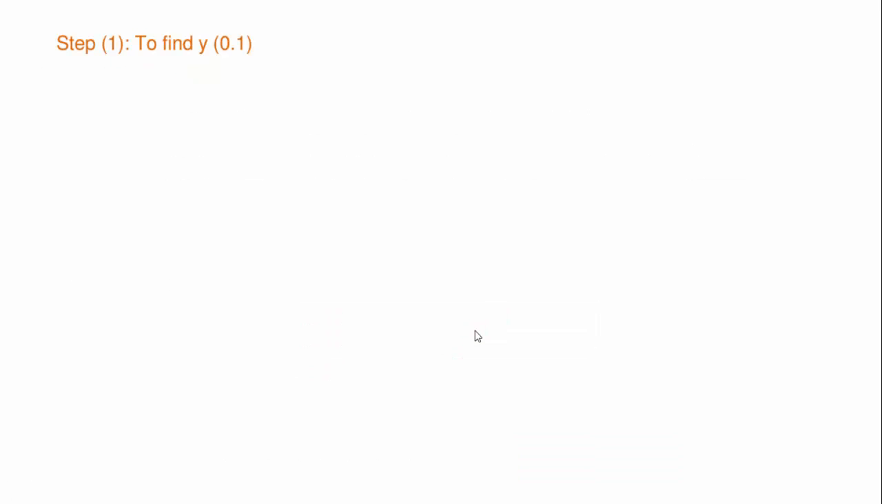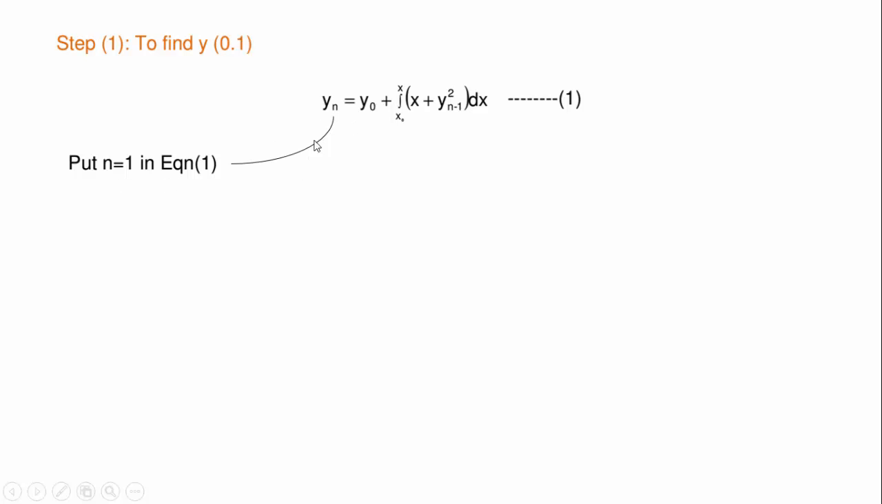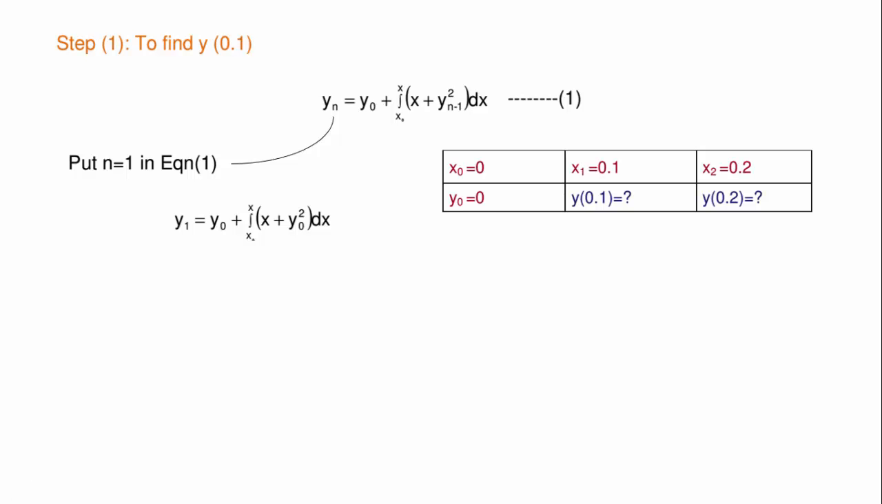Step 1 in finding y1 will be to put n in equation 1, which is given here, the Picard's iterative method formula. n will be the number of iteration, hence we will have 0 here and 1 here. Remembering the table we used, we have the initial value of y equal to 0 and x1 equal to 0.1. Putting these values here, we get this form which we can solve to get the first value of y1.